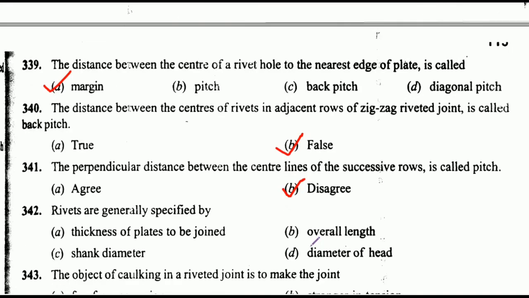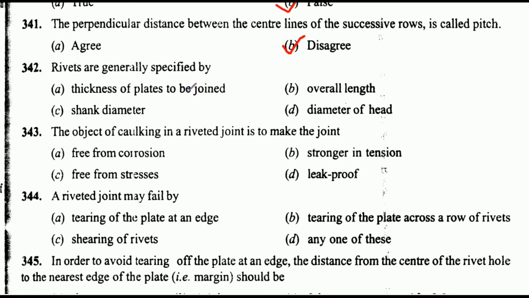Next is rivets are generally specified by. Here friends, these are the options, and here correct answer is option C, that is shank diameter. Rivets are generally specified by shank diameter. Next is the object of caulking in a riveted joint is to make the joint. Here friends, these are the options, and here correct answer is option D, that is leak proof. The object of caulking in a riveted joint is to make the joint leak proof.